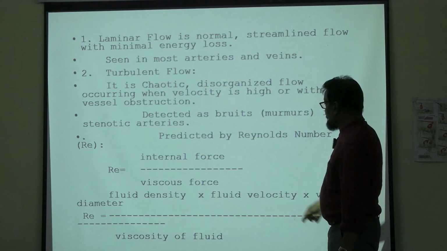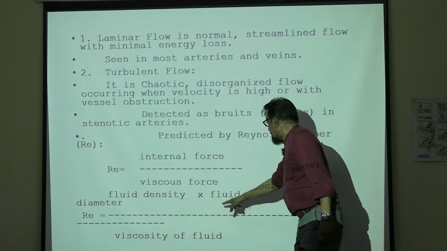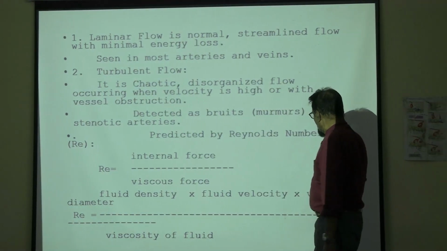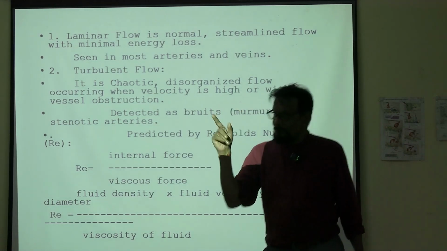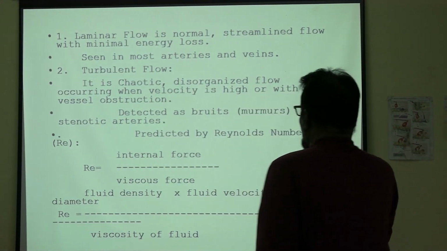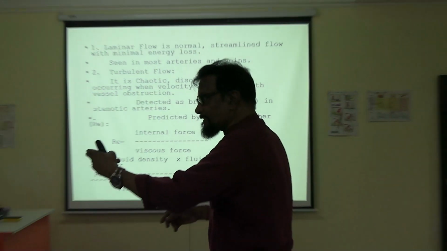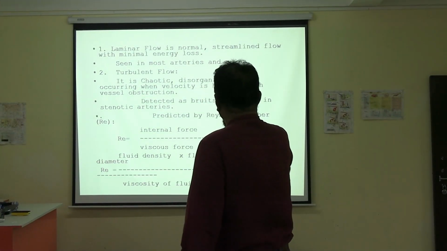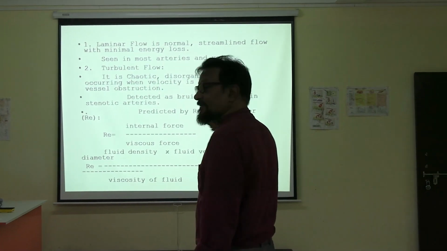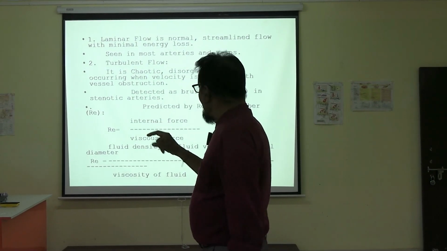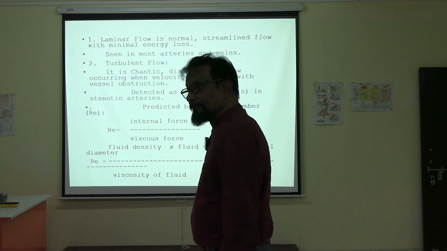Inertial force, what is it? Fluid density into fluid velocity into vessel diameter. What is the fluid density? Blood is flowing, so what is the density of the blood? What is the velocity of the blood? And what is the vessel diameter? You divide it by the viscosity of the fluid.